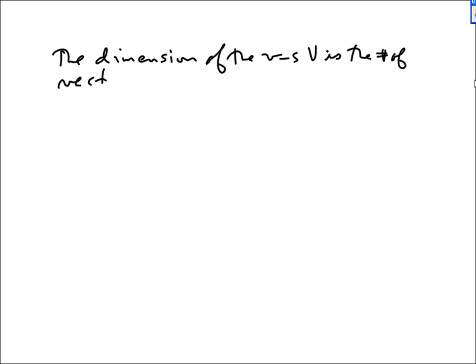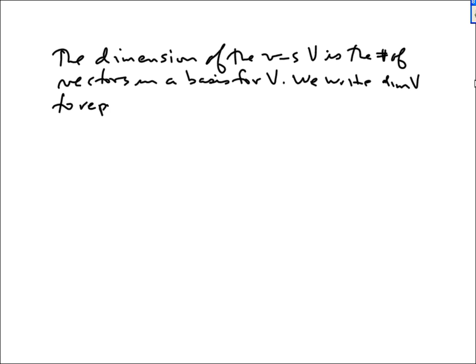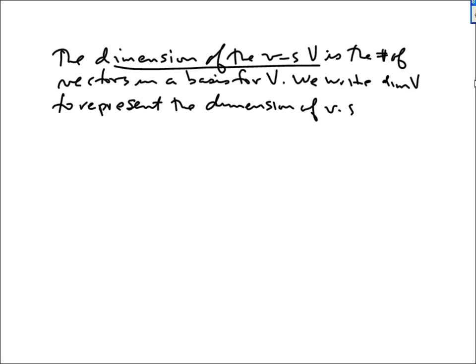So we can now say the dimension of the vector space V is the number of vectors in a basis for V. We write dim V to represent the dimension of vector space V.